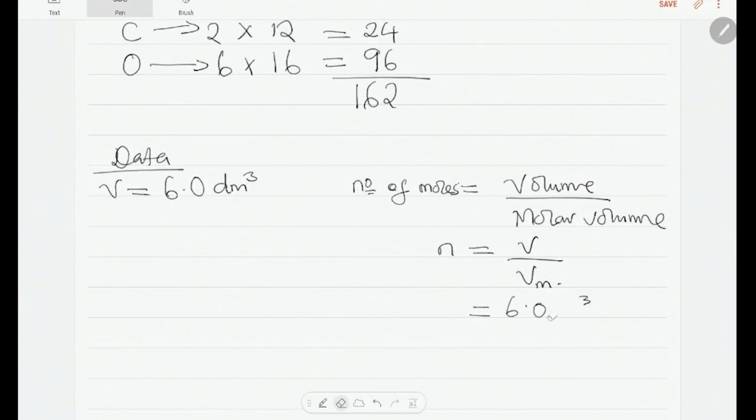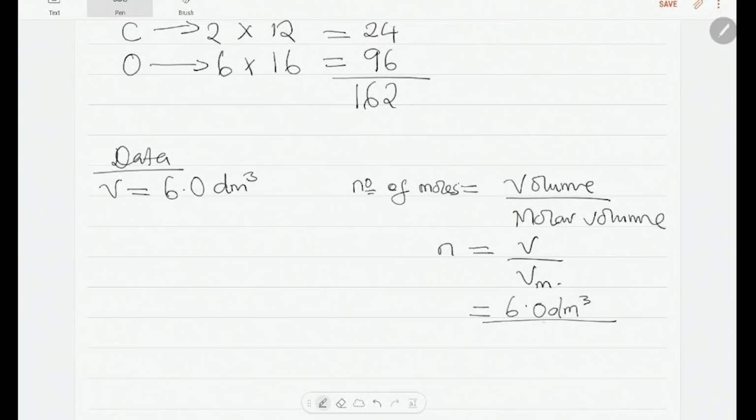Over, we have Vm, which is the molar volume. Where do we get the molar volume from? From the condition given in the question, which is RTP. RTP, that is 1 mole of any gas at room temperature and pressure, occupies about 24 decimeter cubed or 24,000 centimeters cubed. If it is STP, it will occupy 22.4 decimeter cubed or 22,400 centimeters cubed.